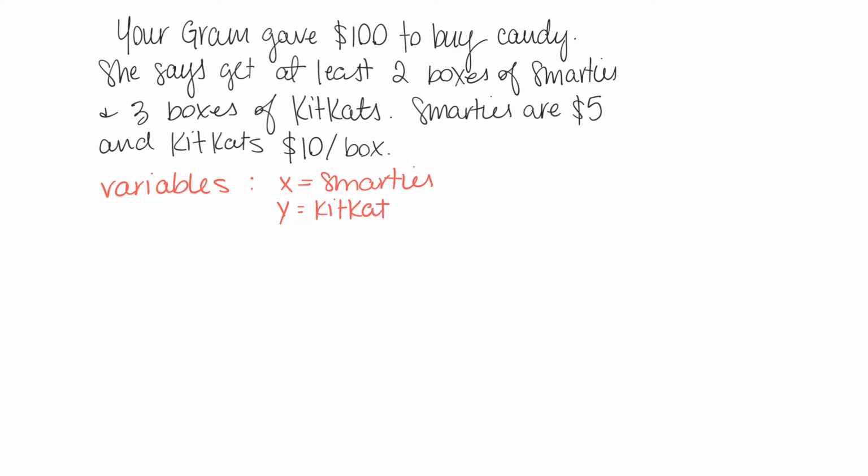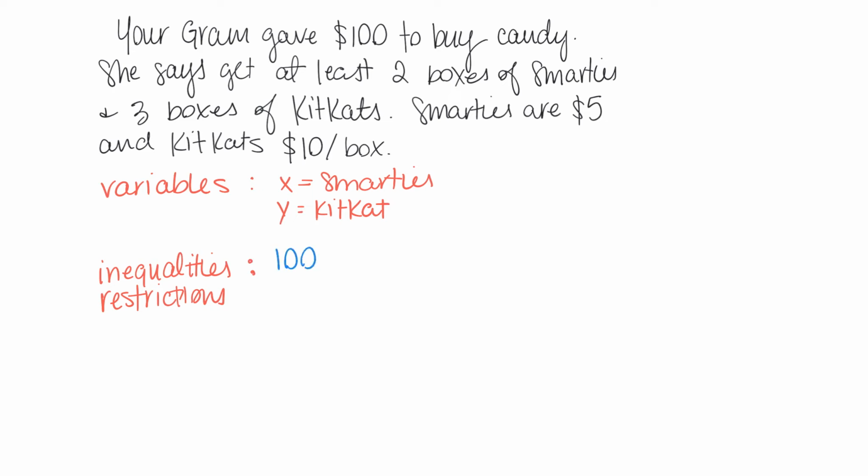Okay, now the next thing we always need to do is write our inequalities and restrictions. And we definitely have restrictions here, right? Because she's told us how many to buy. So here we go. Let's start from the top. Your Grandma gave you $100 to buy candy. I have seen a number and I'm going to write it down.